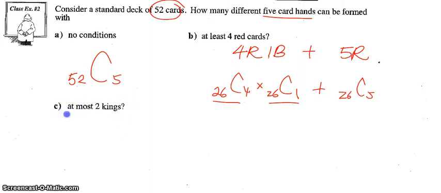Next one. At most, you can only have at most 2 kings. You cannot have more than 2 kings. So what are the cases? All right, at most 2 kings. So sure, you have 2 kings.